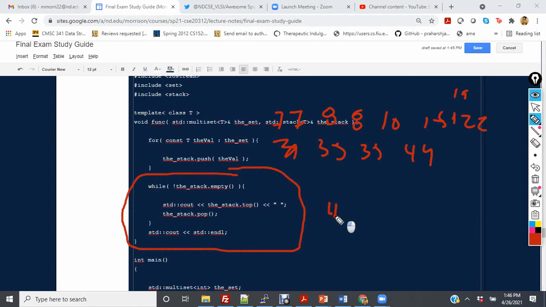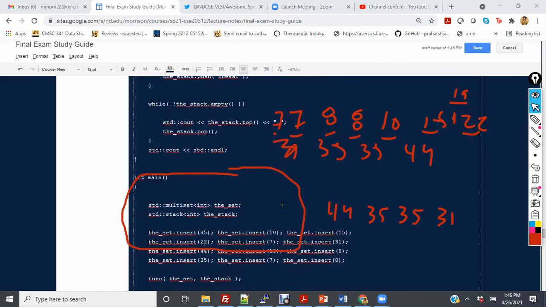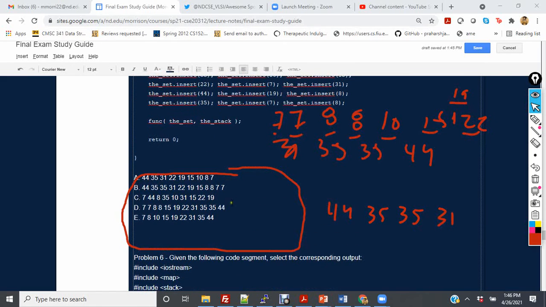So it's going to be 44, 35, 35, 31, 22, 19, 15, 10, 8, 8, 7, and 7. And we see that's choice B.